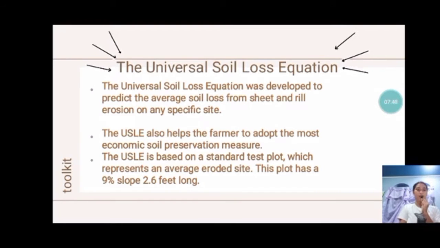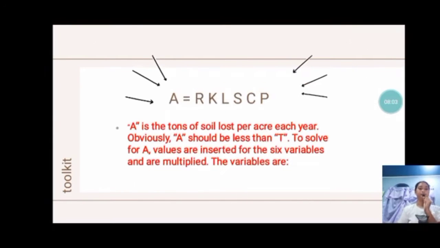The USLE, or the Universal Soil Loss Equation, also helps the farmer to adopt the most economic soil preservation measure. The USLE is based on the standard test plot, which represents an average eroded site. This plot is 9% slope, 72.6 feet long. And the equation will be A equals RKLSCP. A stands for the tons of soil lost per acre each year.